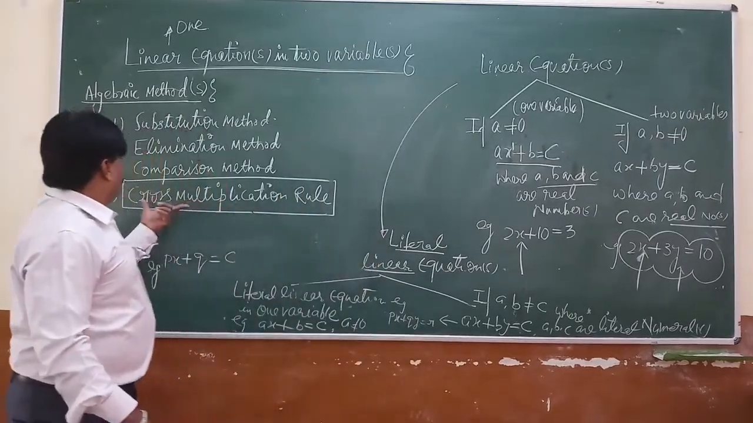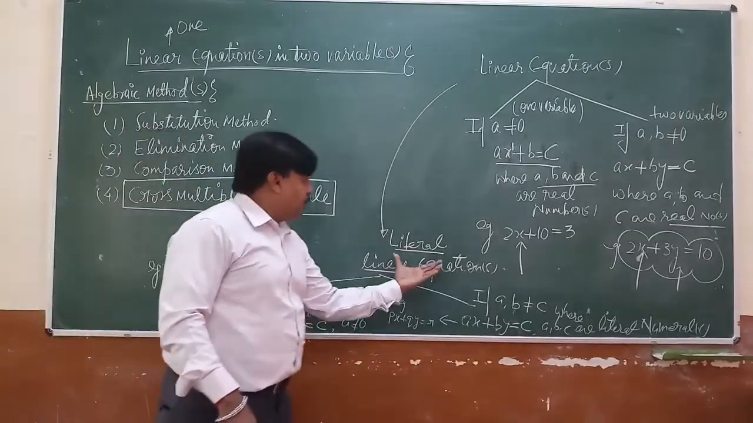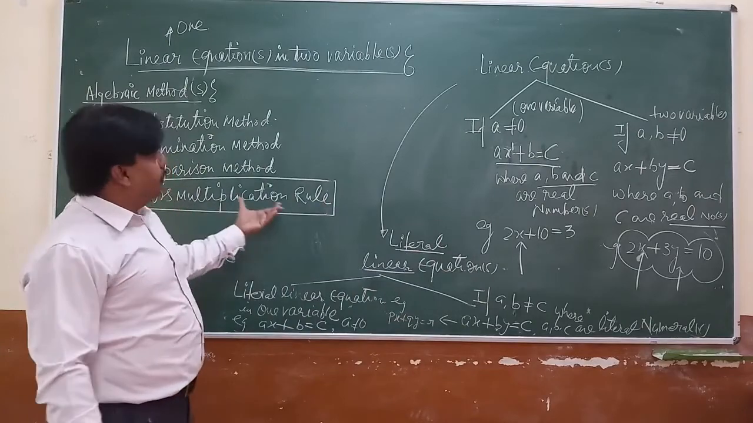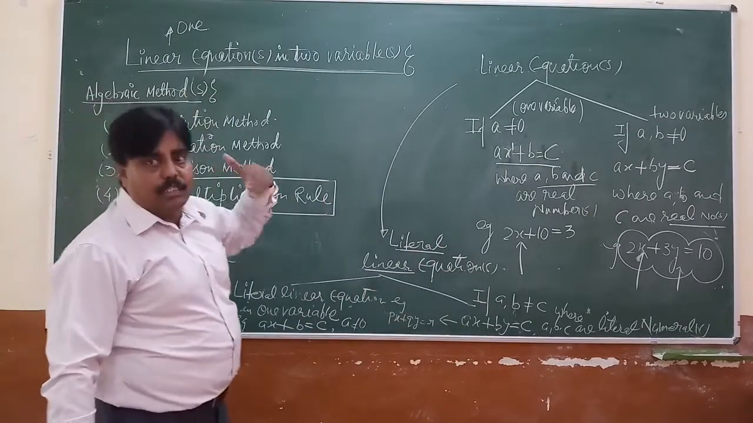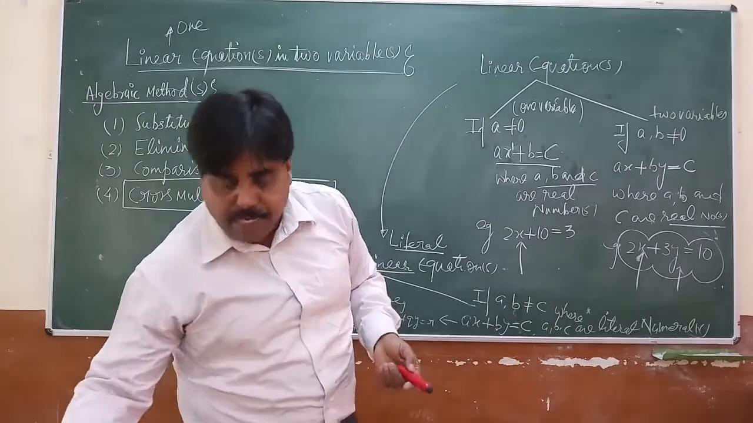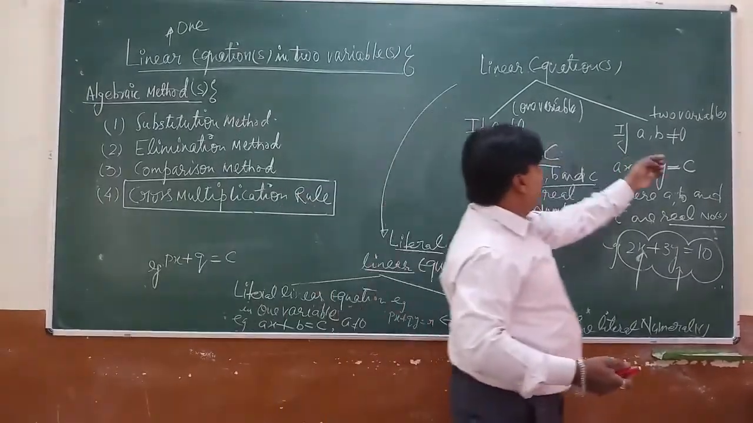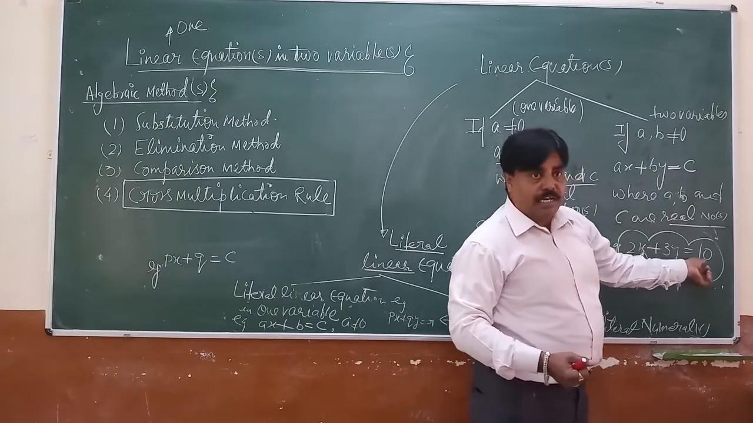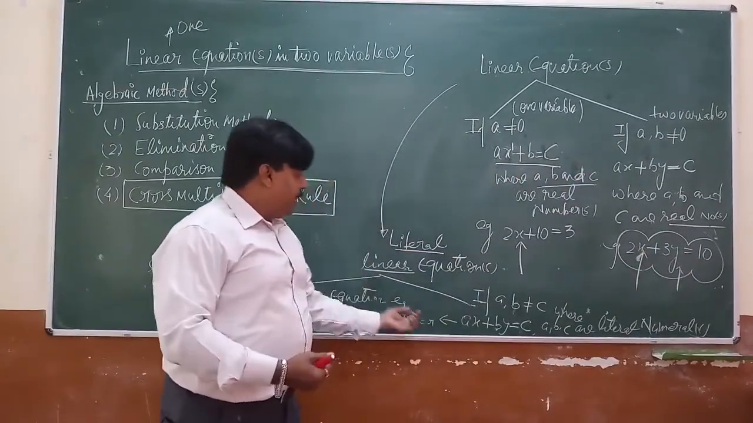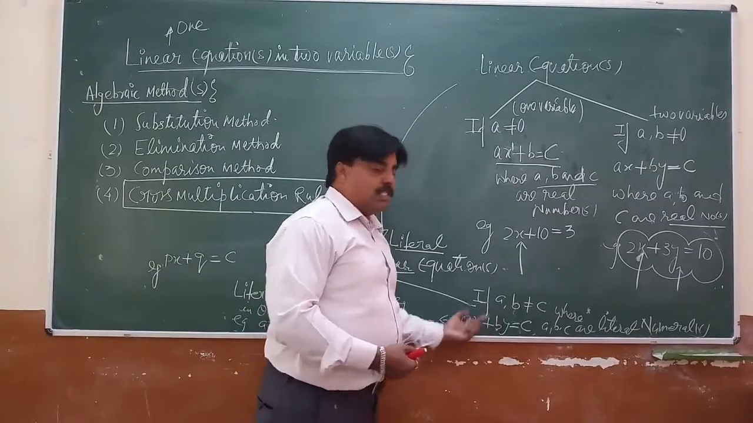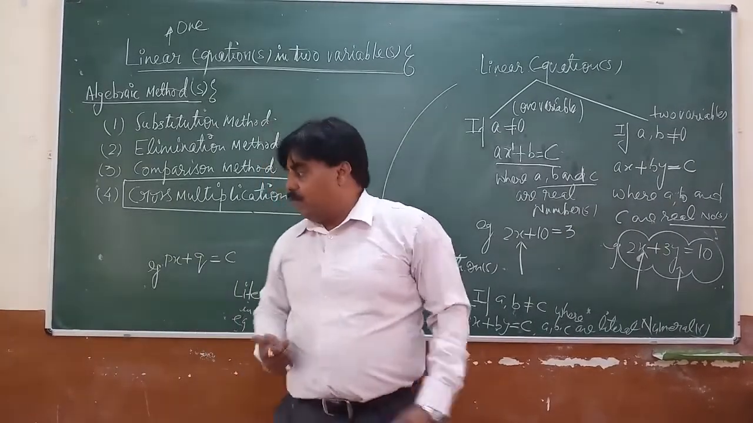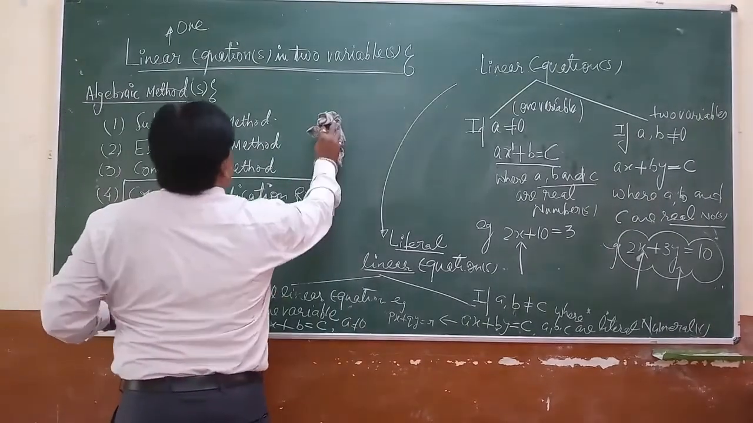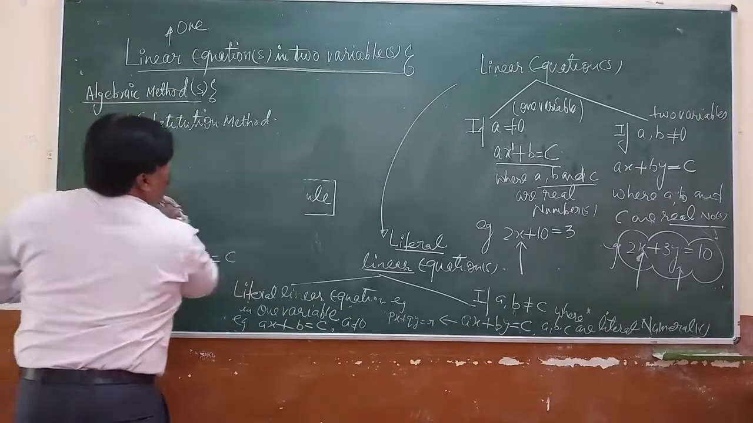In general, this cross multiplication rule is developed for literal linear equations. But we also apply this cross multiplication rule on simple linear equations of two variables. So one example I am taking, in case of a simple linear equation of two variables, is when your equation is given in the form of 2x plus 3y is equal to 10. And then later on, we will take how you can solve for x and y if literal linear equations are given. So, look at here now.